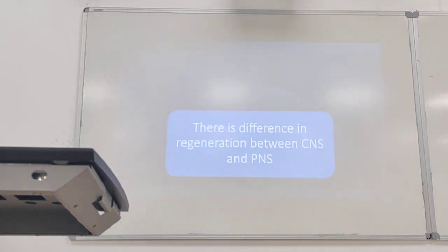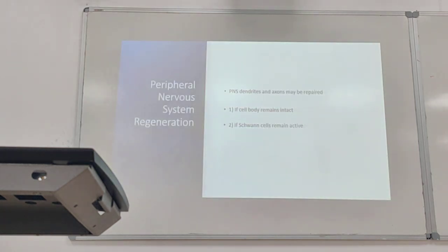Alright. So there is a difference in regeneration between the CNS and the PNS, the peripheral nervous system and the central nervous system. Did I tell you which one is possible? Peripheral. How much? A little bit. That is why I said maybe less than one third, maybe a quarter. So peripheral nervous system axons may be repaired. May means maybe, not sure.